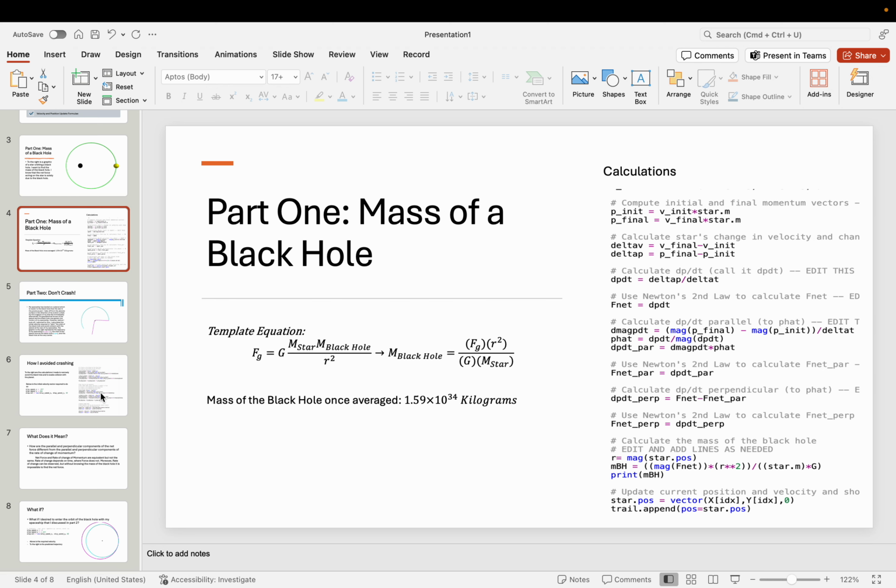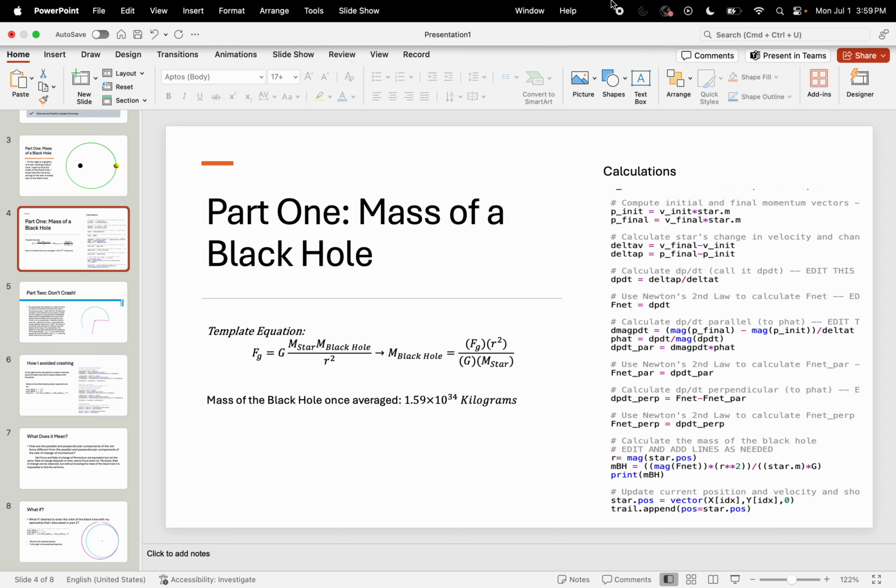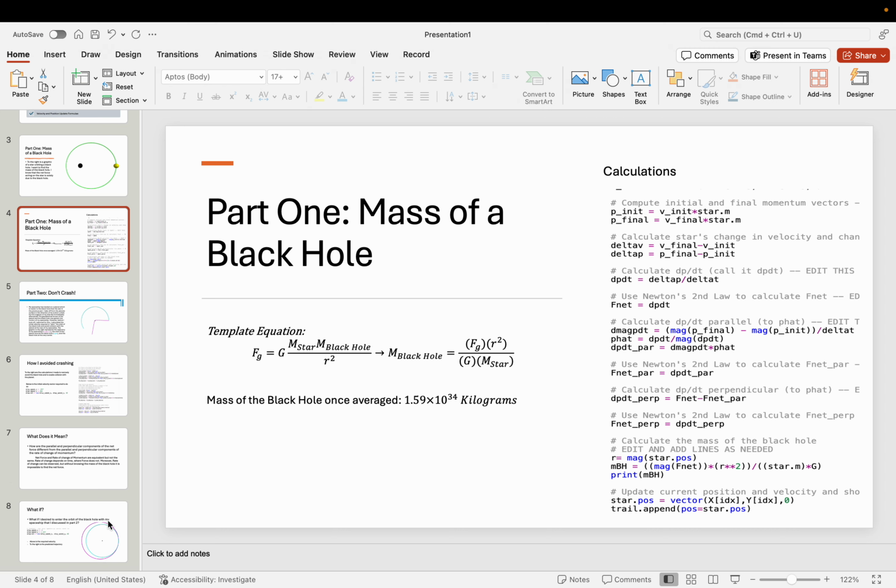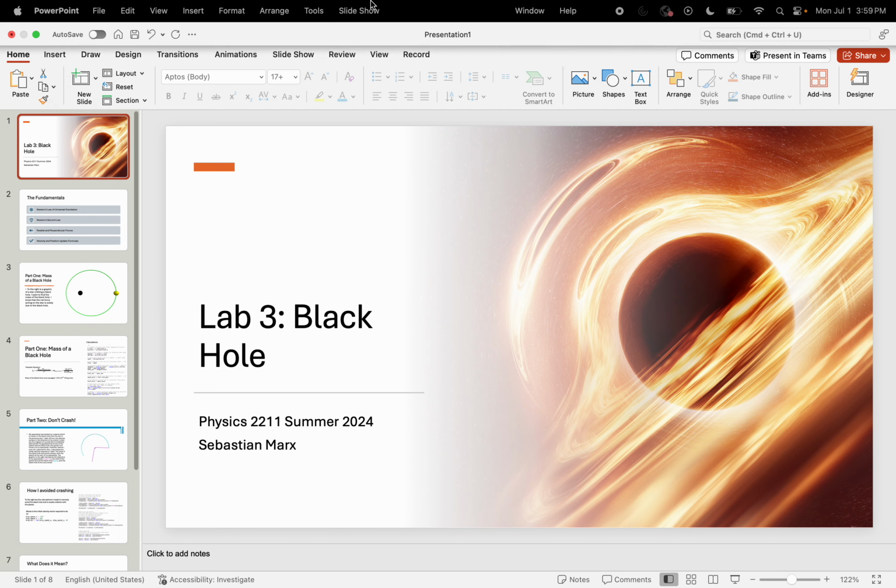All of these are done in the span of a day, so we have to do a time reference, which would just be 60 times 60 times 24. Yeah, that'll be it. Lab 3, black hole.